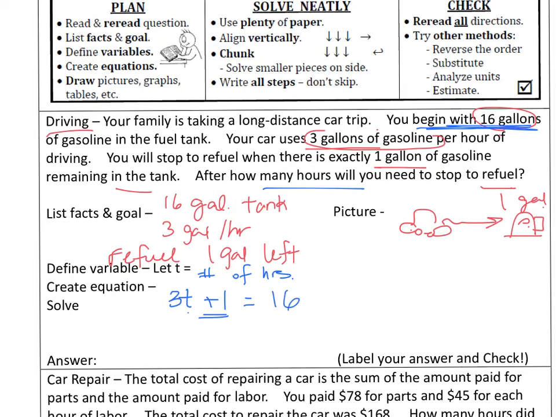Now that you have the equation set up, you can solve for t. Subtract 1 from both sides. Bring down 3t. 16 minus 1 is 15. t would equal 3 hours.